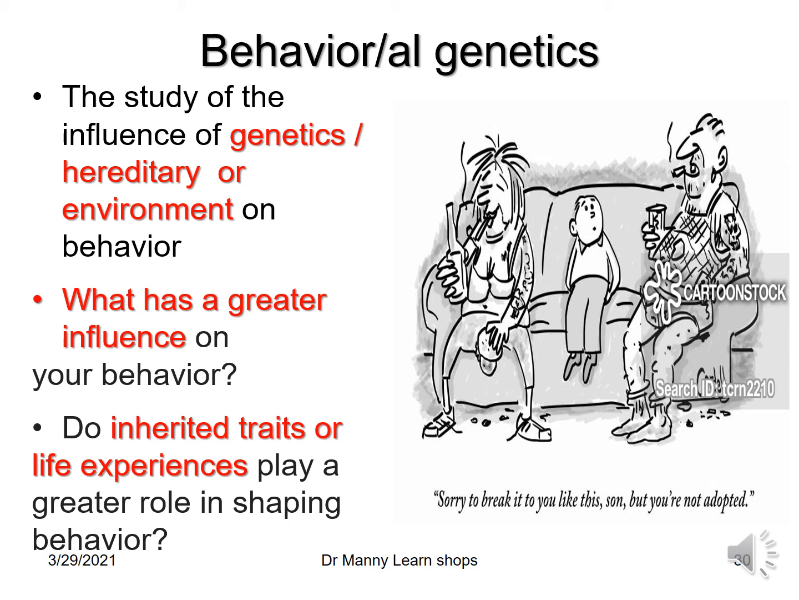When we look at behavioural genetics, the fourth sphere, well, this is the study of the influence of genetics, or what you inherit from your parents, or the environment, and what effect it has on behaviour. What do you think has got a greater influence on behaviour? Is it genetics, or what you inherit, or is it environment, or is it a combination of both? Do inherited traits or life experiences play a greater role in shaping behaviour? Is it what you inherit genetically, or is it what you experience in life?